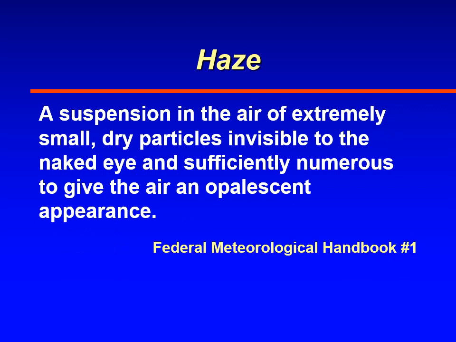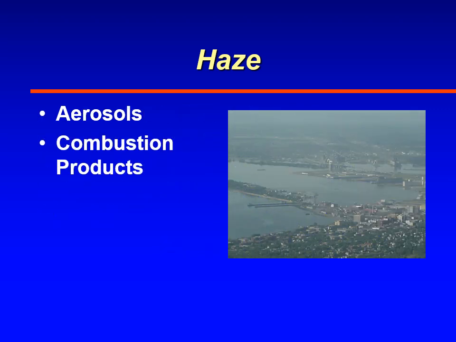Haze is different than mist. Haze, by definition, from the Federal Meteorological Handbook number 1, is a suspension in the air of extremely small, dry particles. Key word is dry. Dry particles that are invisible to the naked eye and sufficiently numerous to give the air an opalescent appearance. Opalescent means milky. So in other words, these are anything else in the air: dry particles, aerosols, combustion particles.